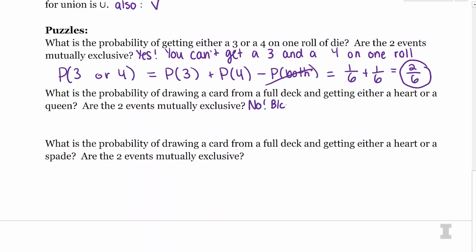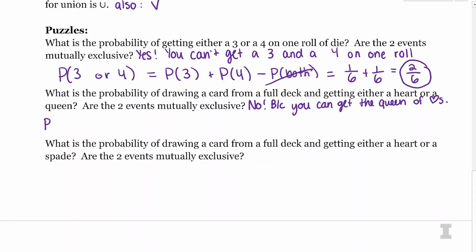So if they were mutually exclusive, the two events cannot happen at the same time. We have to ask ourselves, can they or can they not? And they can. So I'm going to say no. Are they mutually exclusive? No, because you can get the queen of hearts. So I need to keep that in mind. I want to definitely make sure to subtract that probability of both, the queen of hearts, to avoid double counting it. I don't want to count it as a queen and count it as a heart and have the wrong probability. So we want to know what's the probability of getting a queen or a heart.